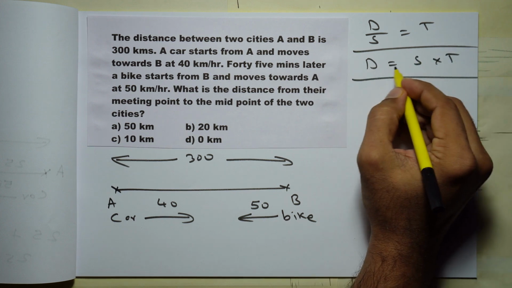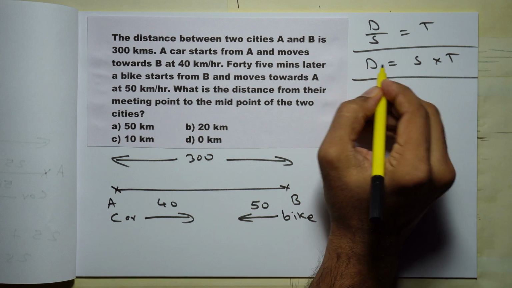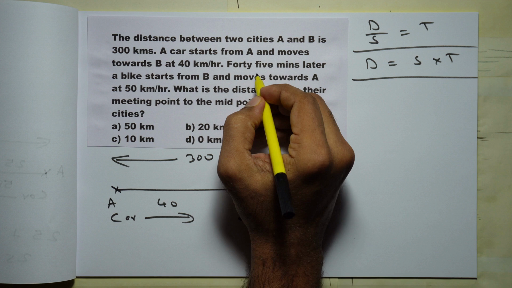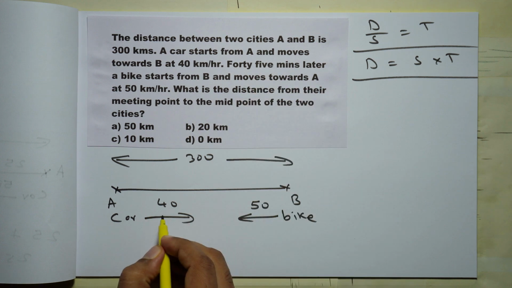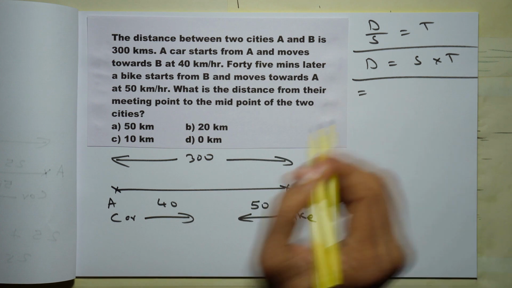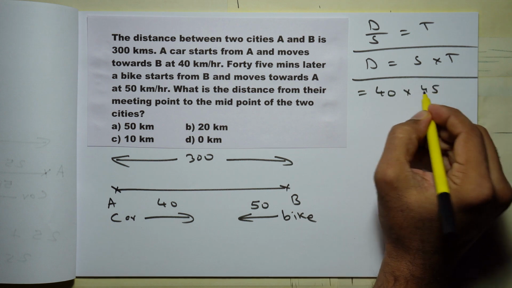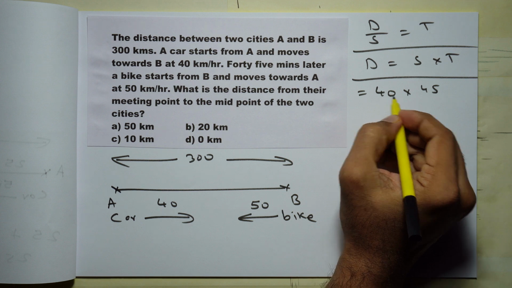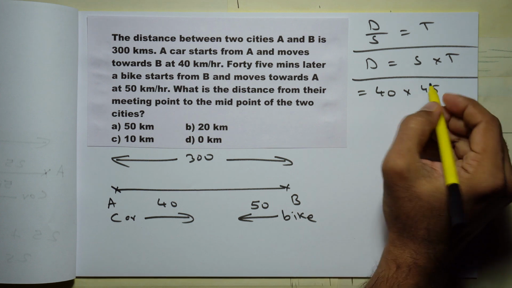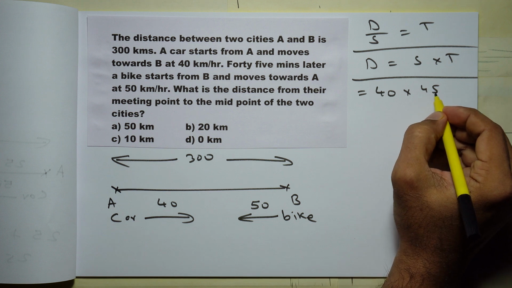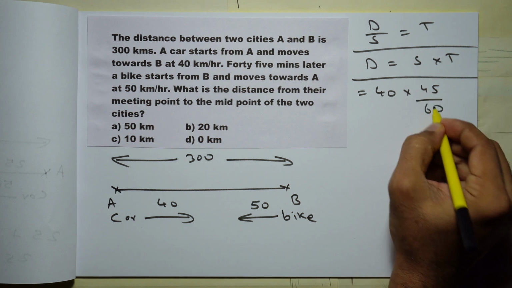So we'll just substitute into this formula and calculate the distance covered by the car in the first 45 minutes. In the first 45 minutes only the car is moving. Speed of the car is 40 kilometers per hour into 45 minutes. Now this is in kilometers per hour, so this 45 minutes will convert into hours. To convert minutes into hours, you have to divide by 60.